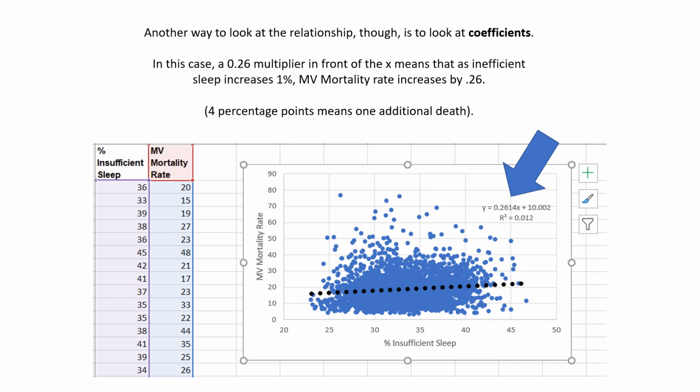Another way to look at the relationship between these two things is to look at the coefficients. This is often a way to kind of express things nicely. Our equation here is y equals 0.26x plus 10. The idea here is that the 0.26 multiplier in front of the x means that as insufficient sleep increases by 1%, the motor vehicle rate increases by 0.26%. So that often helps put things in very real terms. Another way to express that would be something like a 4% increase in a lack of sleep would cause a 1% increase in the motor vehicle mortality rate.